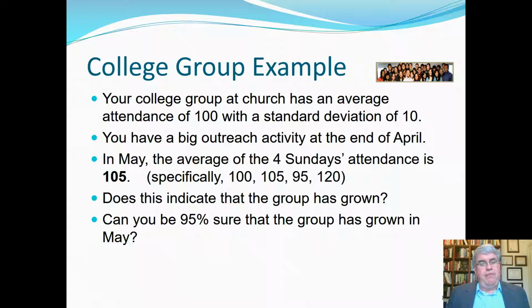Now the question is, does that really indicate that the group has grown? Our hypothesis is going to be that the group has grown. Our null hypothesis is that our group hasn't grown, and it's not unreasonable to expect a group with an average of 100 and a standard deviation of 10 to have an average of 105 for 4 Sundays. So we specifically want to be 95% sure that the group has grown in May.